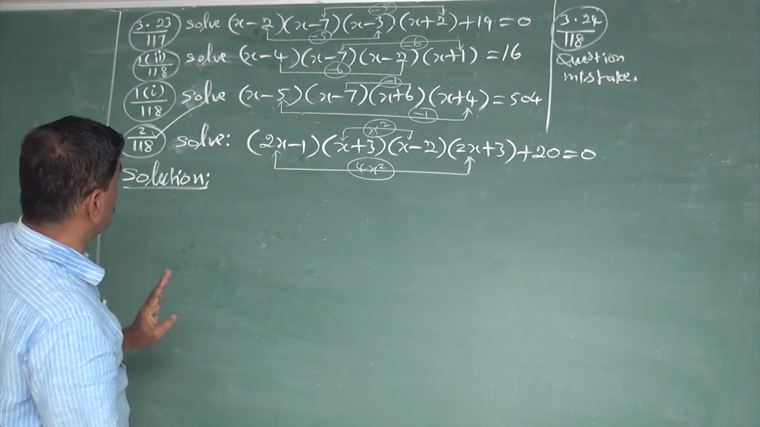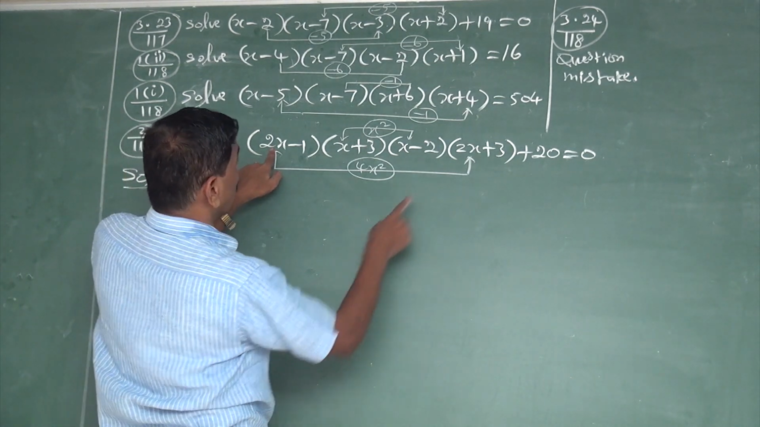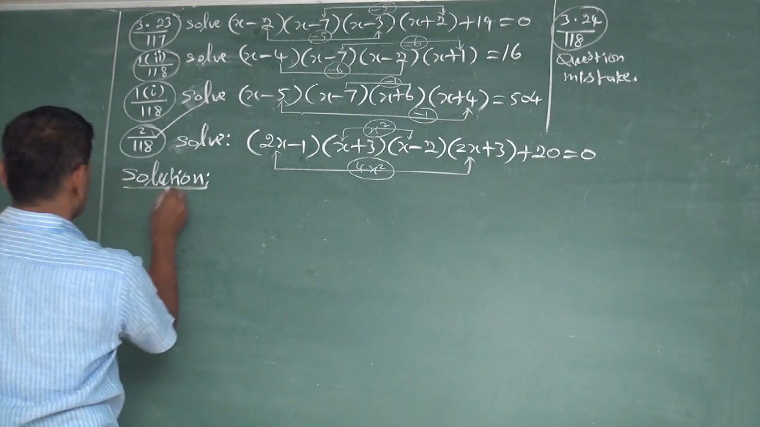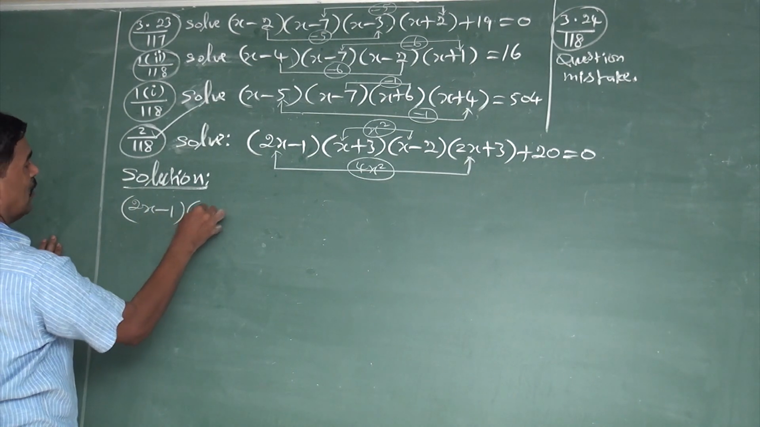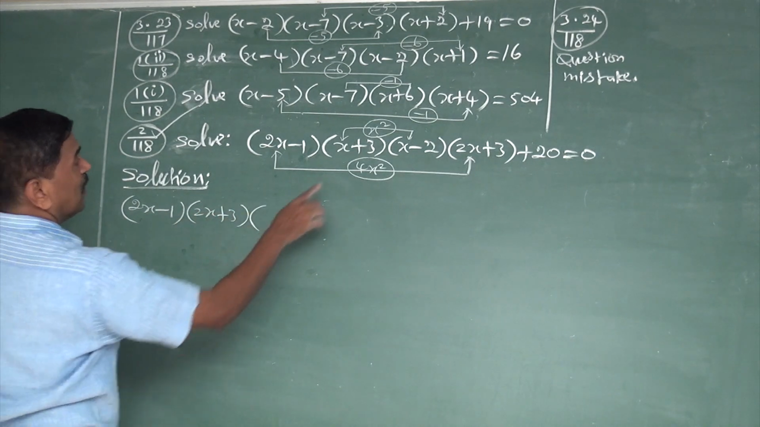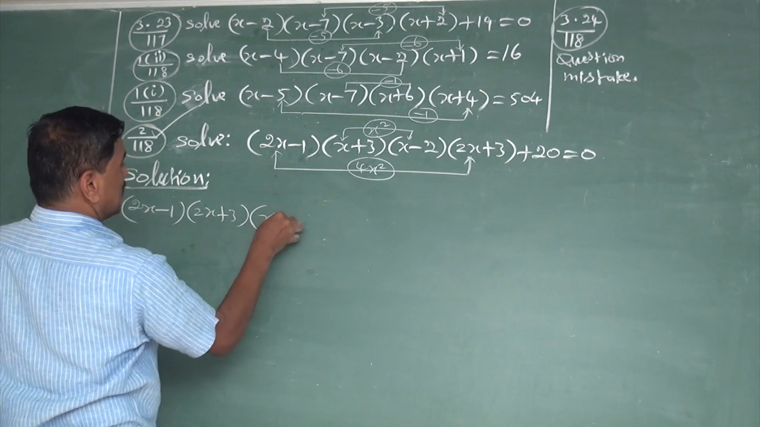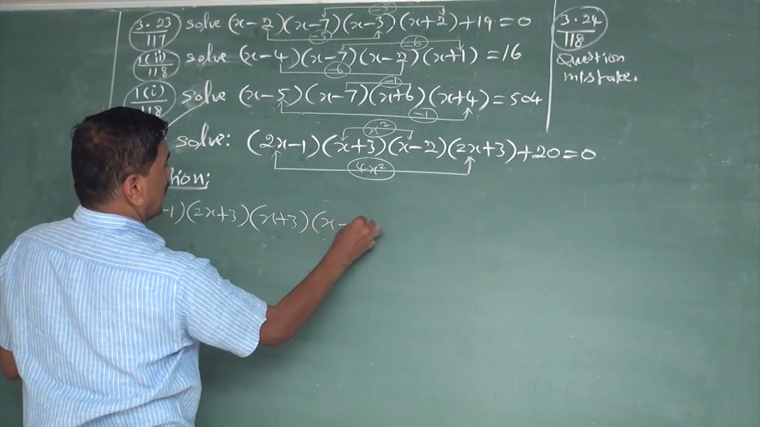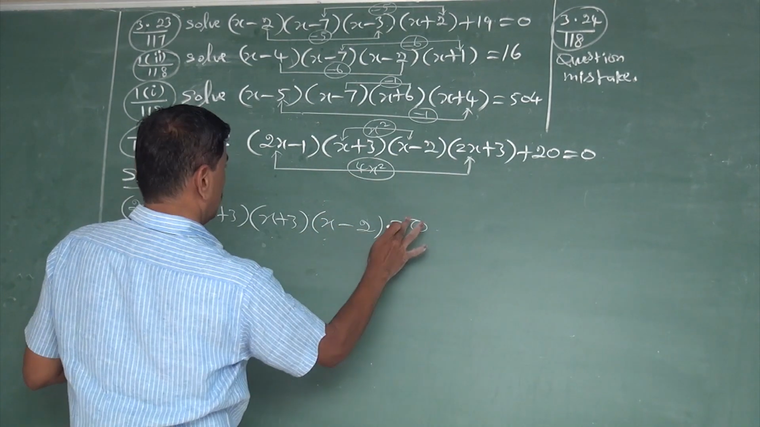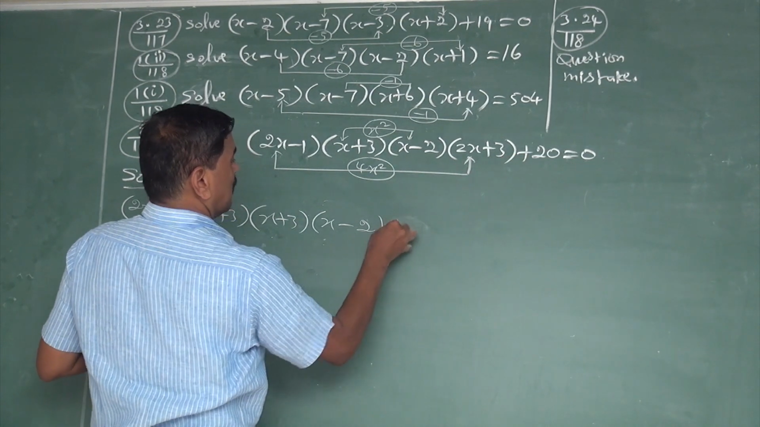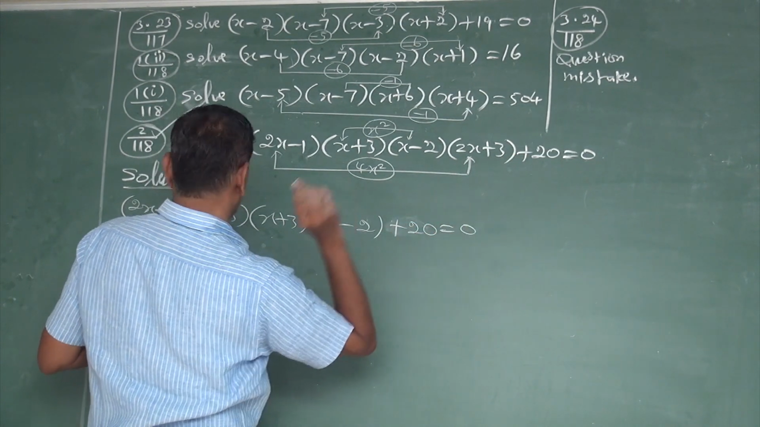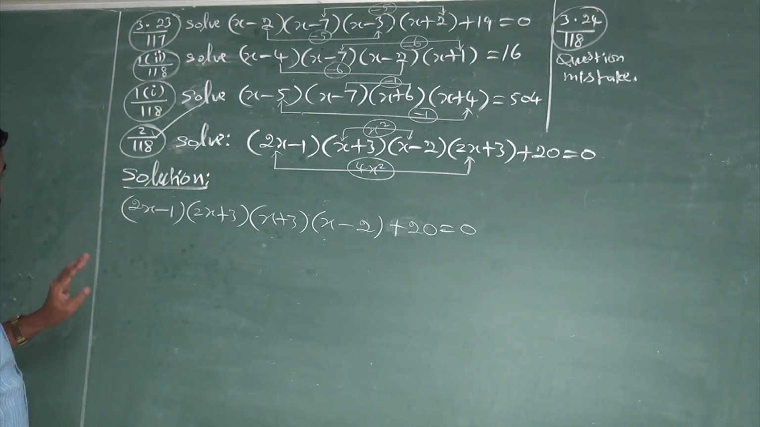Now first I want to group. Okay, how to group means 2x into 2x together I want to write. Listen. So listen. 2x minus 1 into 2x plus 3, next x into x, that is x plus 3 into x minus 2, which is equal to 0. Not 0, plus 20. Remember, there is a constant term. Plus 20 is equal to 0. Okay. Now just a multiplication.